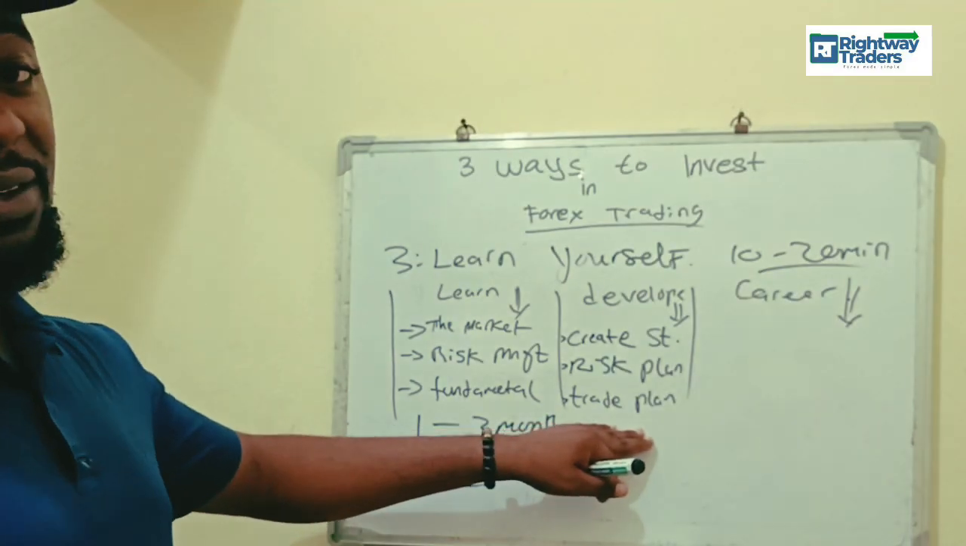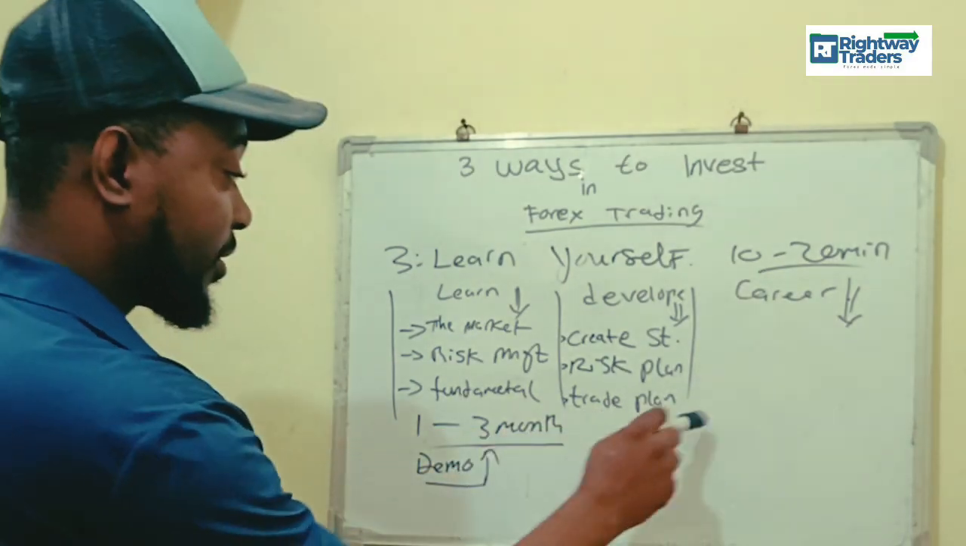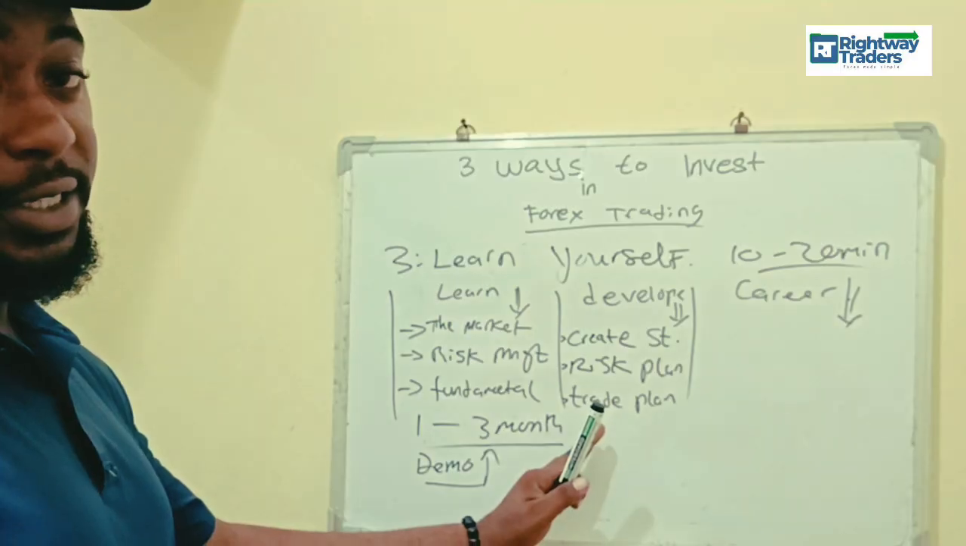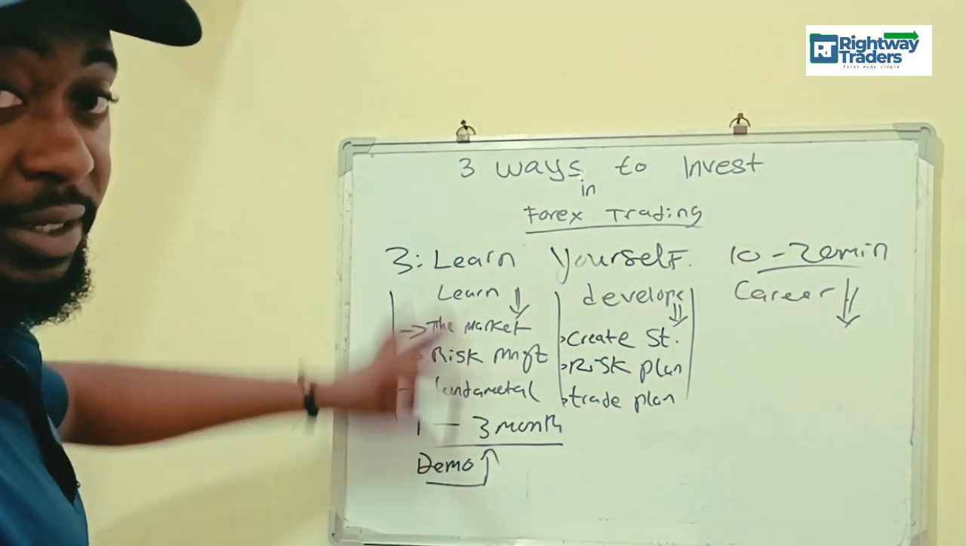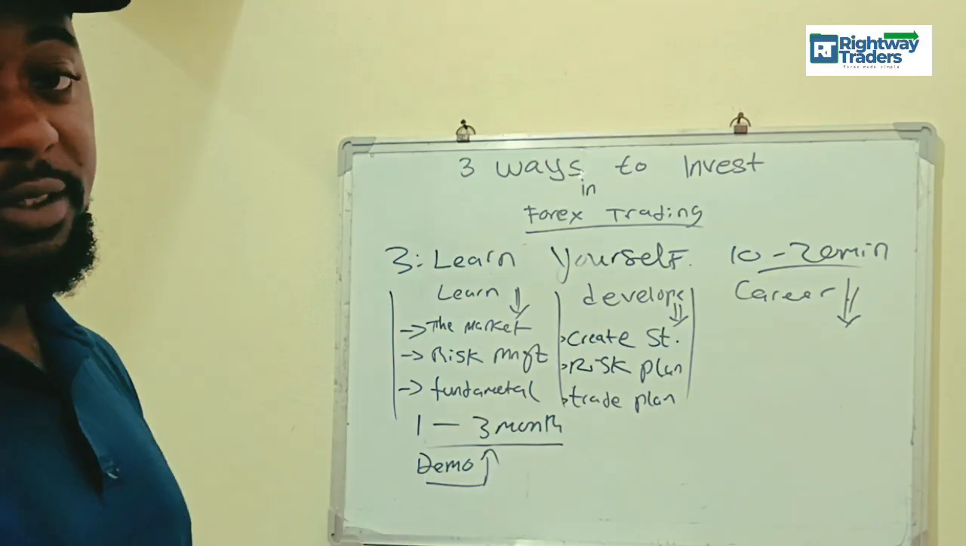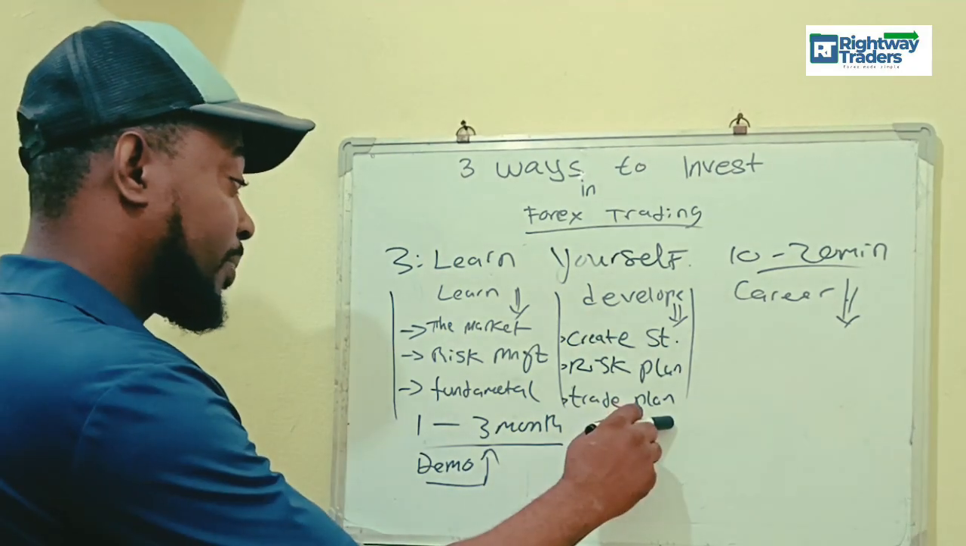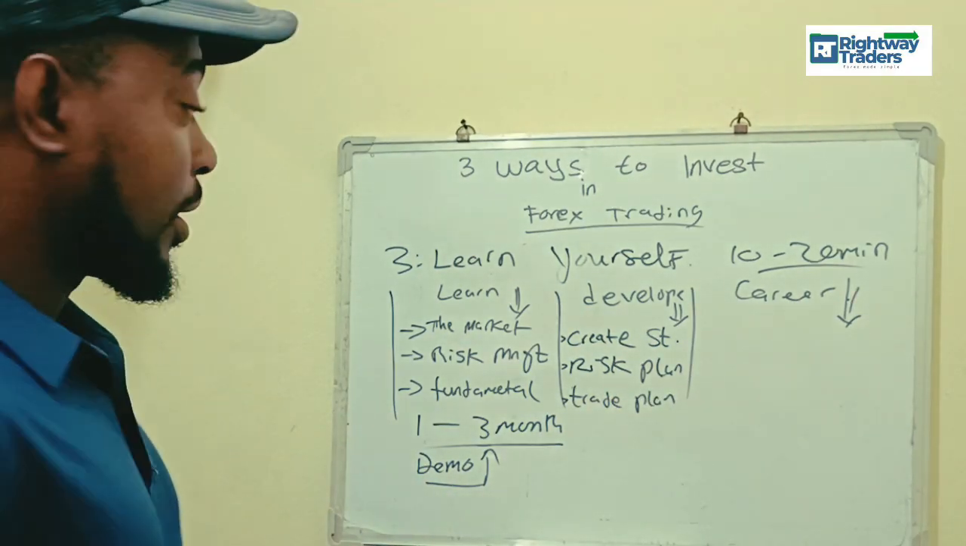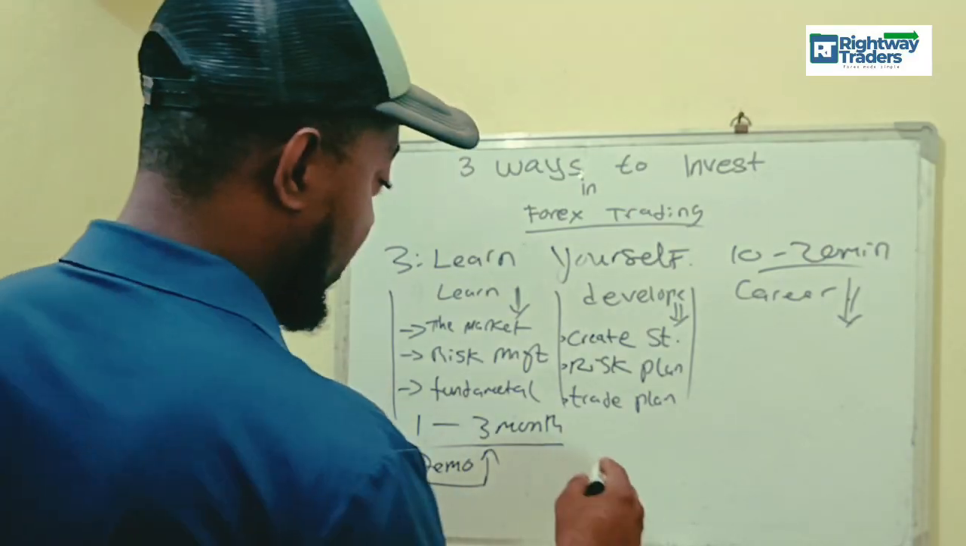Most people lose their money, like what I said in the last video. People lose their money because they don't have a trade plan. At this phase of your trading stage, when you've learned the fundamental aspect of trading, you need to create a strategy, create a risk plan, and create a trading plan for yourself. Now, this trading plan is going to guide you in future. And mind you, this is still a development phase.